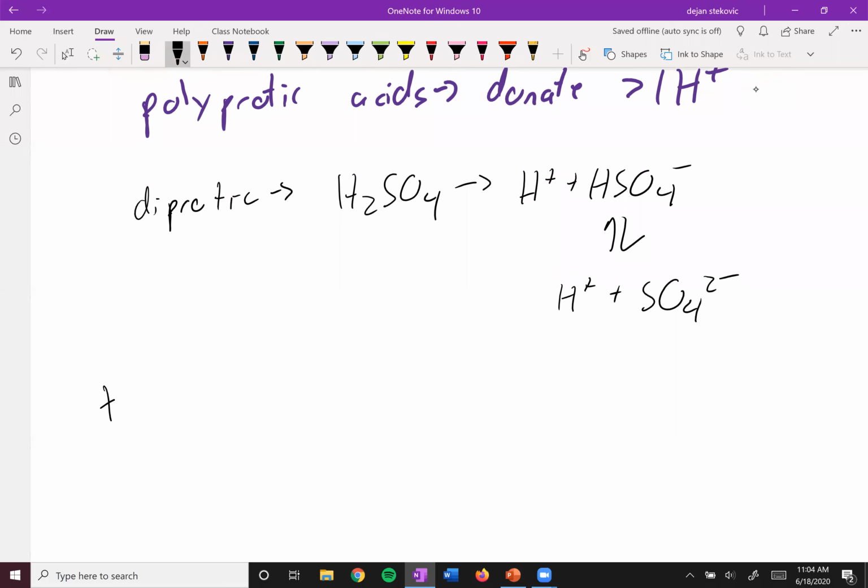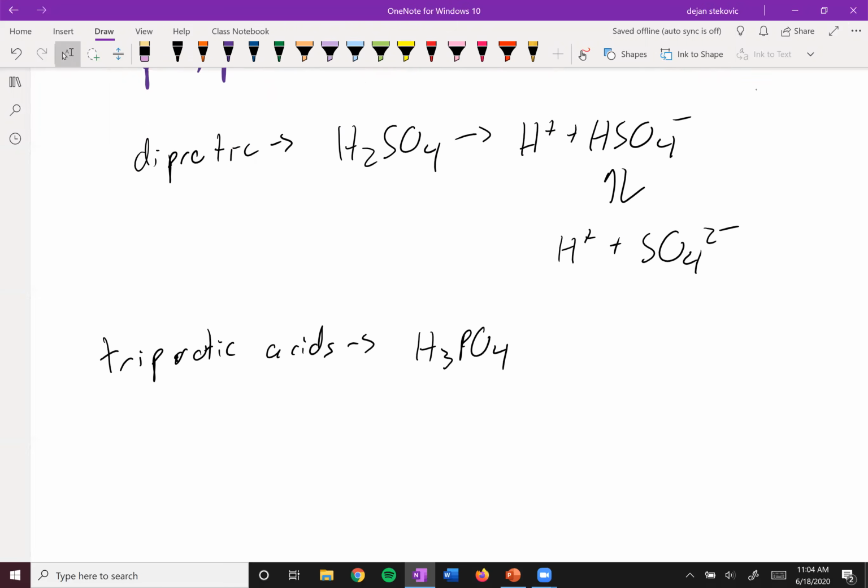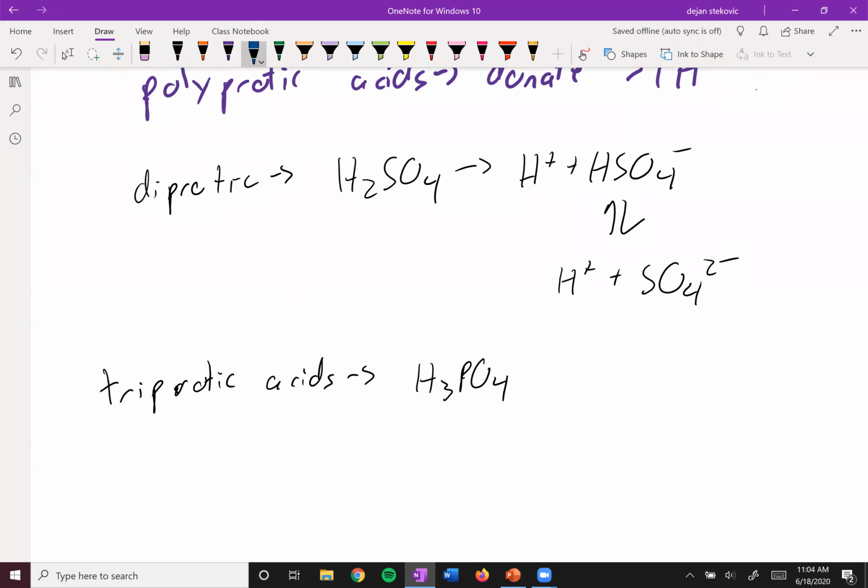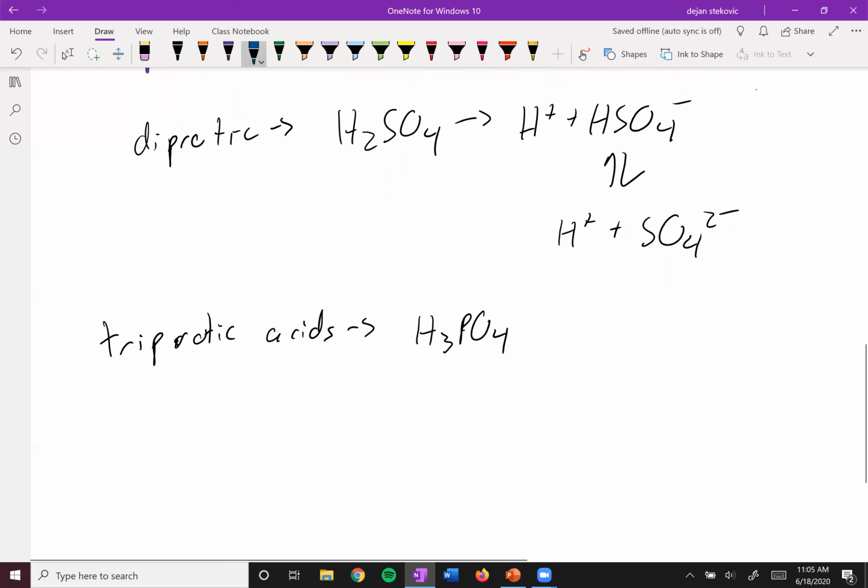You can have triprotic acids. These will donate three protons, something like H3PO4, phosphoric acid. Basically, this kind of seems like it's going to be complicated as well because you have multiple sources of protons. However, it ends up actually not being that complicated at all.